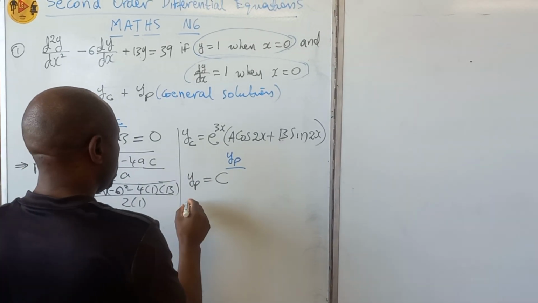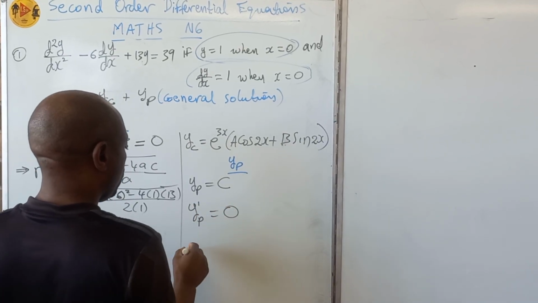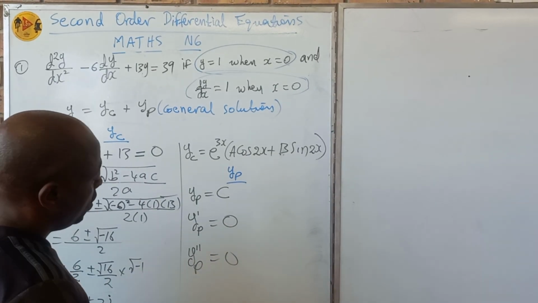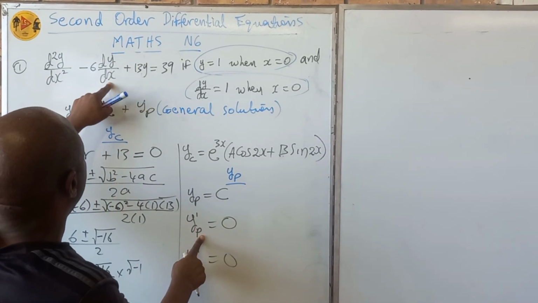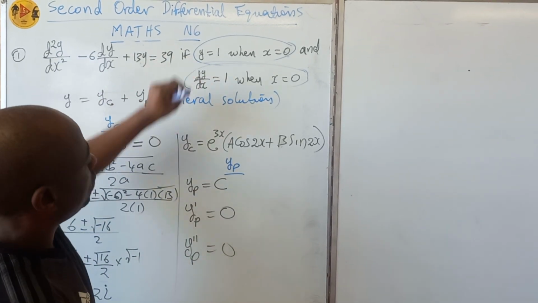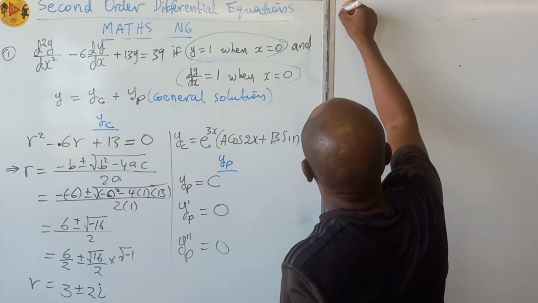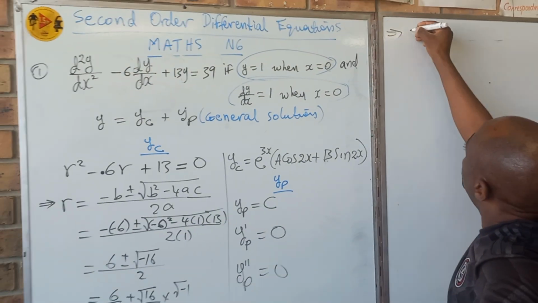But the procedure doesn't change. You must differentiate your yp two times. The first time will give you a 0, the second time will give you another 0. Then you use your yp to replace your y, the first derivative to replace the first derivative, and the second derivative replaces the second. You equate to 39, so then you get your c. So that's what you do. Usually when you have a constant on the right, our work is so easy.